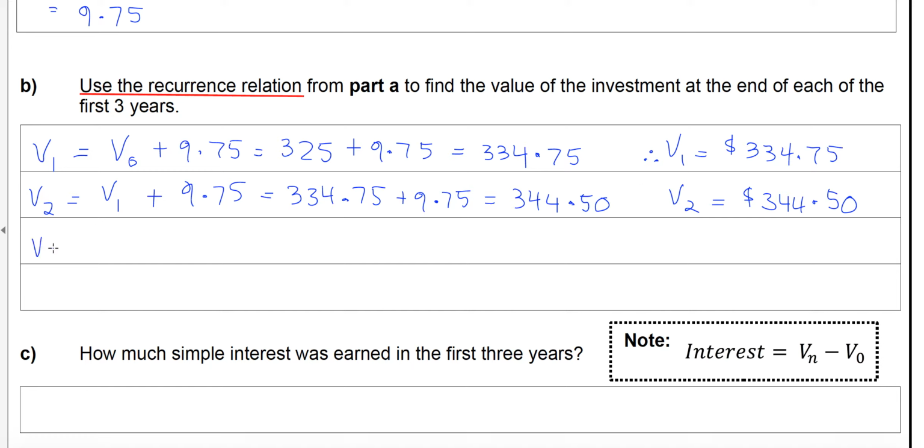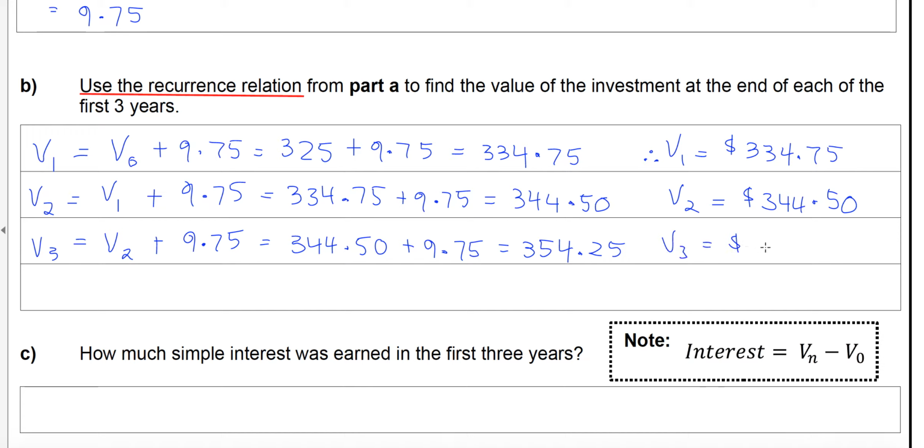And finally, so that was at the end of the second year, at the end of the third year, we're going to take 344.50. Now normally it's not this slow because normally we can just use our sequence on the calculator. I'm just making sure that if I'm given enough space and there's a prompt that says to use recursion, that I'm demonstrating that. So there's the value of the investment at the end of year 1, year 2, and year 3.